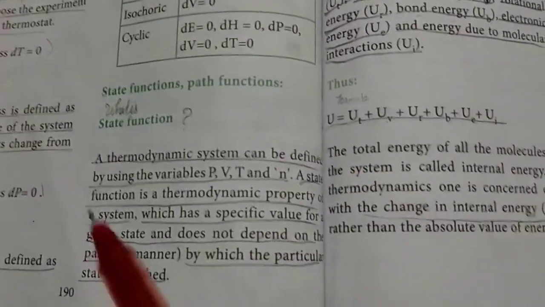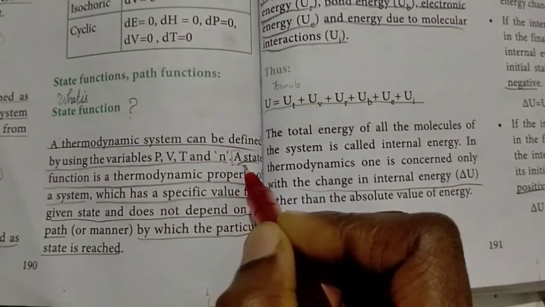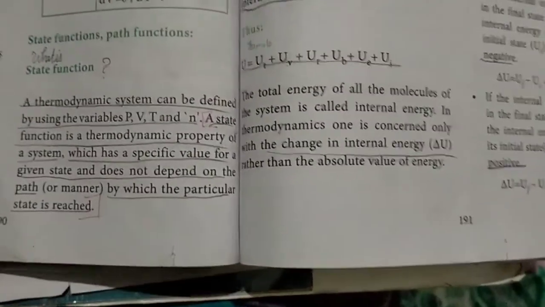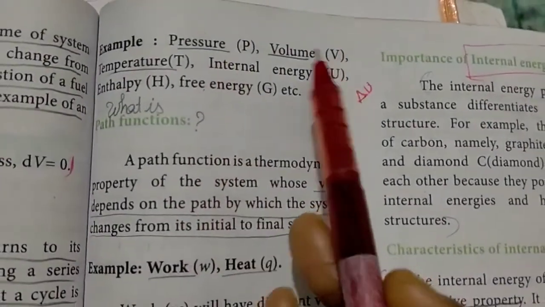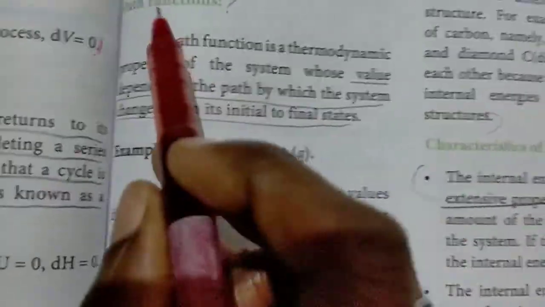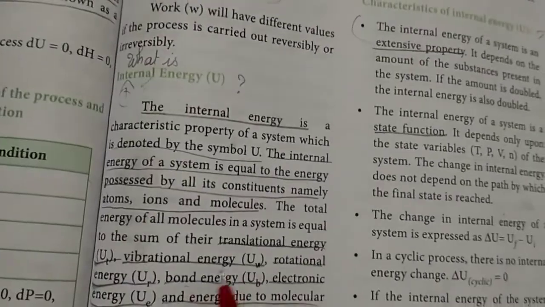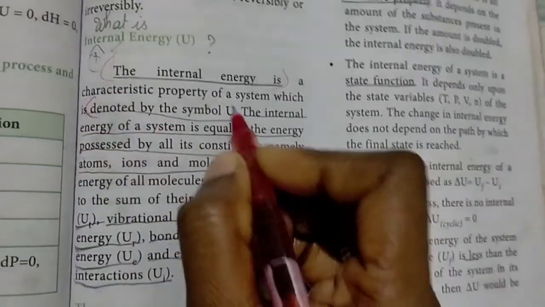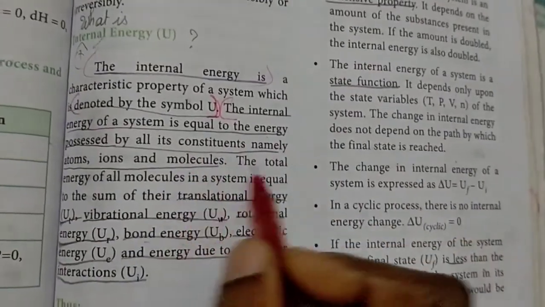Take page number 190 and write here: what is a state function. Mark from here, a state function of a thermodynamic property, written up to here. Any two examples: pressure and volume. Mark these two. Then what is path function? Write it fully with two examples. Then what is internal energy? Write like this: internal energy is denoted by the symbol capital U, then the internal energy of the system, up to here.